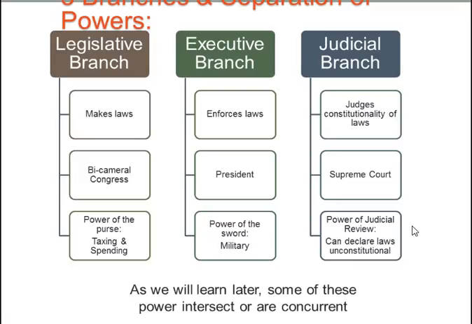And we will learn later in the next unit the difference between intersecting and concurrent powers. We'll discuss the differences later, but you will see that some of these powers overlap as we move forward. And by the way, bicameral means two houses. In the legislative branch, we have a Senate and a House of Representatives, two houses of Congress.